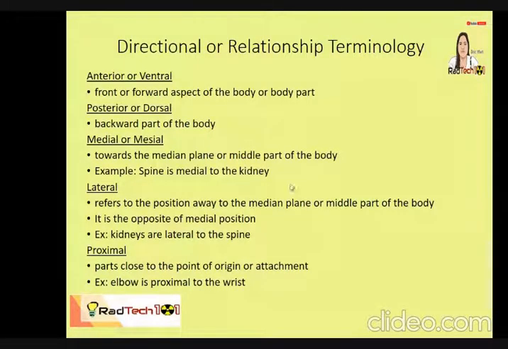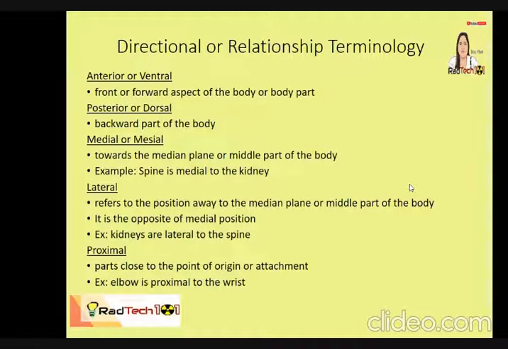So anyway, let us start. First, we have the term anterior or ventral. Simply, it refers to the front or the forward part of the body, because it is a directional term, towards the anterior part or the front part of the body. And also we have the term posterior or dorsal. It is the opposite of anterior or ventral. It is the backward part or the back part of the body.